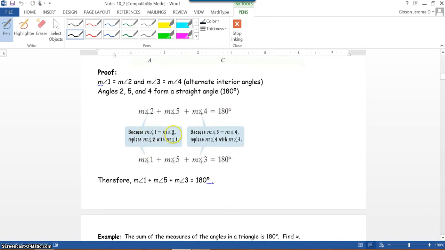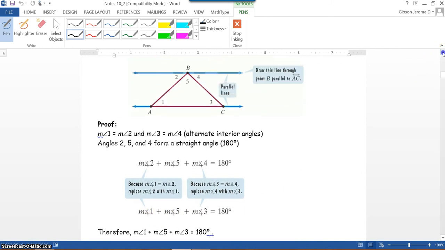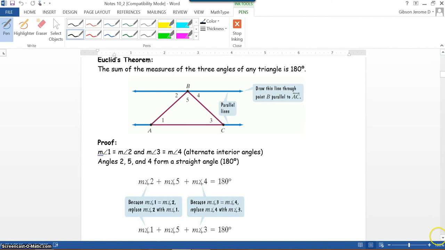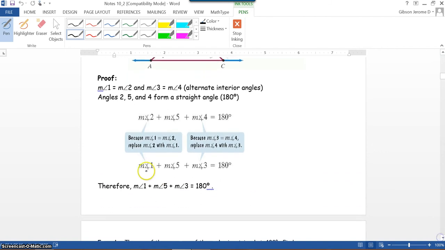Because the measure of angle 1 is equal to the measure of angle 2, replace the measure of angle 2 with the measure of angle 1. Because the measure of angle 3 is equal to the measure of angle 4, replace the measure of angle 4 with the measure of angle 3. When we replace, this gives us all the angles we had in the triangle: 1, 5, and 3. And now we have 1, 5, and 3, and that equals 180.